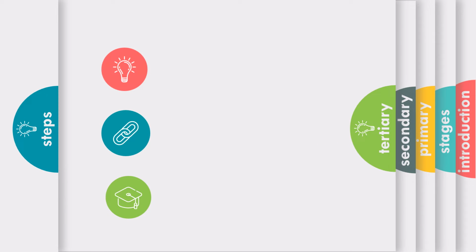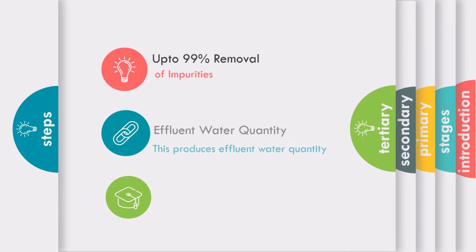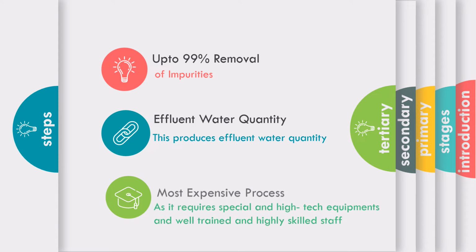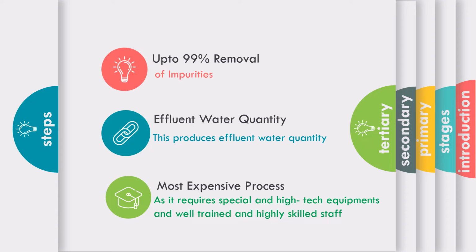Now here is the last stage, which is the tertiary stage or tertiary treatment, in which we can remove up to 99% of impurities from the wastewater and which produces effluent water quality. Actually, this process is a bit expensive as it requires special and high-tech equipment and well-trained and highly skilled staff.